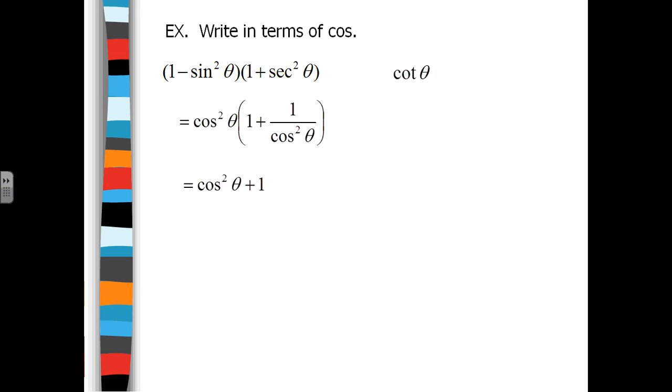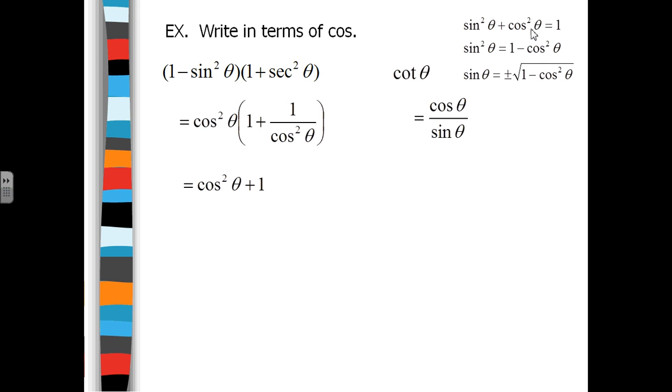Okay, let's try another one. What if I gave you cotangent, and it's just cotangent, and I want you to write that so it only has cosine? This one's really hard. Okay, well, first of all, we know that the cotangent of theta is equal to cosine over sine. So we got the numerator, but what are you going to do with the denominator? Well, remember that sine squared plus cosine squared is equal to 1. And if I subtract cosine squared from both sides, I get this 1 minus cosine squared. We've been doing that in a couple problems already.